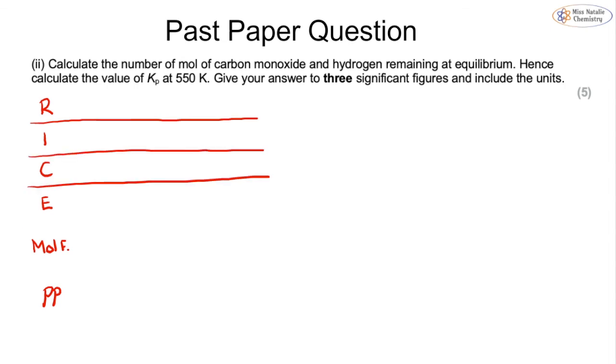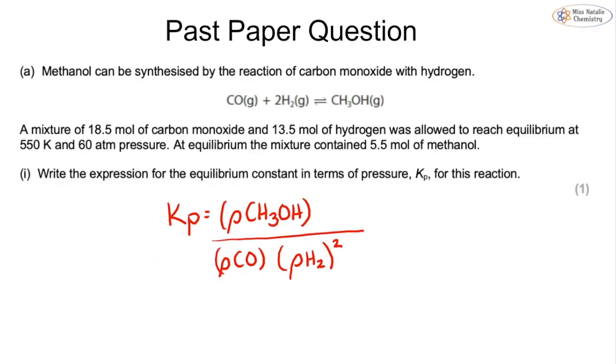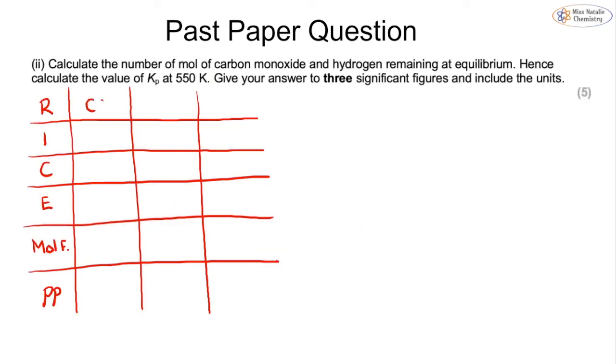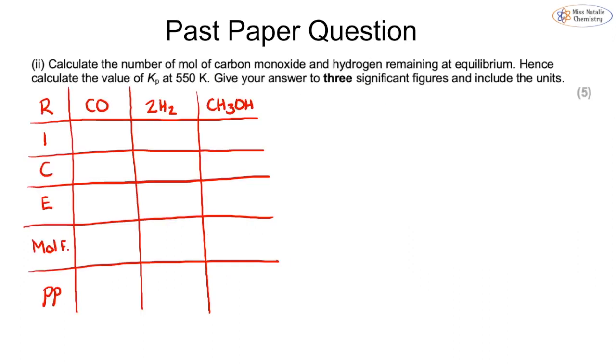So let's draw this out. I would strongly recommend doing this in your exam as well, because it shows the examiner all of the different parts of the calculation and it allows them to follow through where you got your marks. So we know that we're going to have, if we go back to our equation, the CO, 2 H2s and the CH3OH. So carbon monoxide, 2 H2 and the methanol. We're told that we start with 18.5 of carbon monoxide and 13.5 of hydrogen. So 18.5 and 13.5. And of course our methanol is 0.